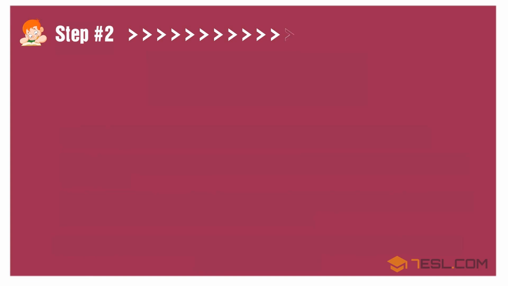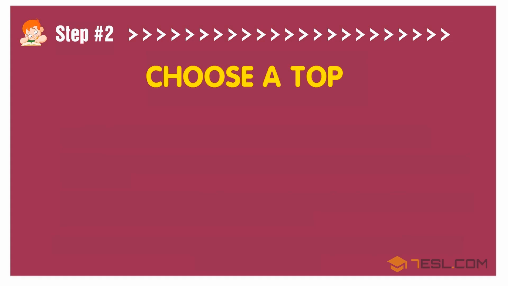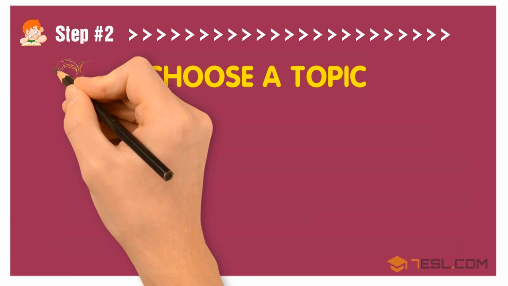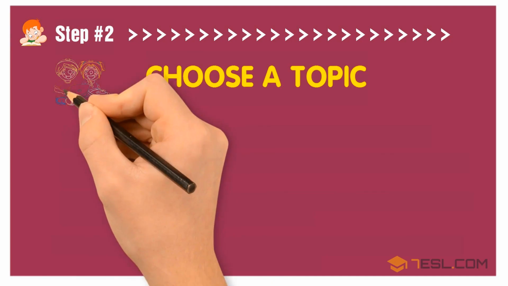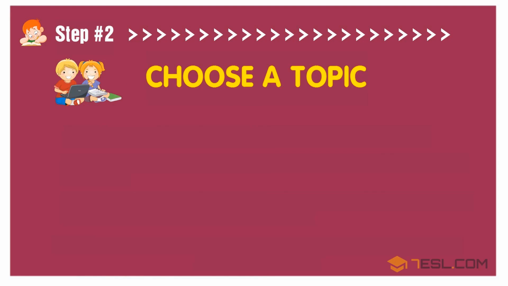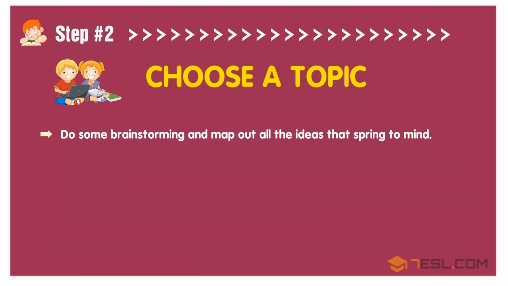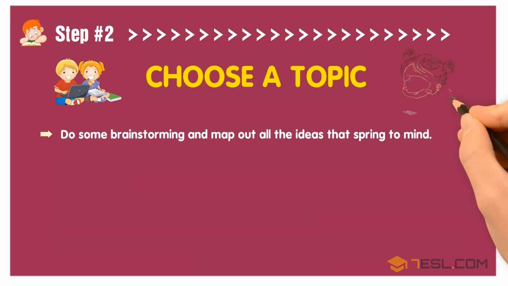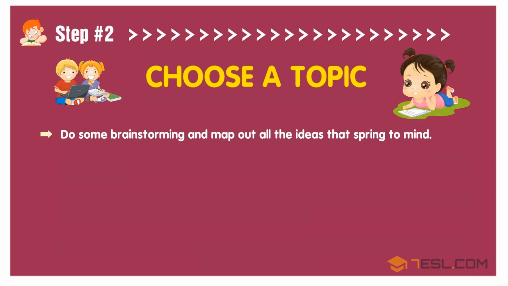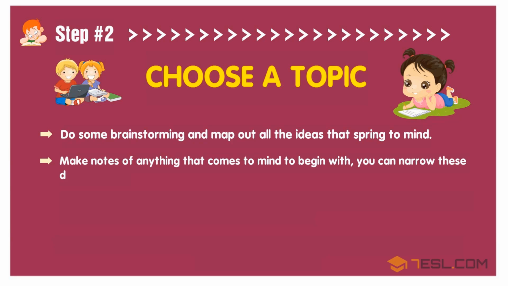Step 2. Choose a topic. Once you have fully read and understood what is being asked of you, it is time to select a topic to write on. You might decide to do some brainstorming and map out all the ideas that spring to mind. This should be done in a quiet place where you can focus on your ideas. Make notes of anything that comes to mind to begin with. You can narrow these down later on.